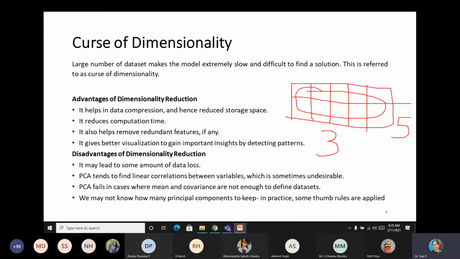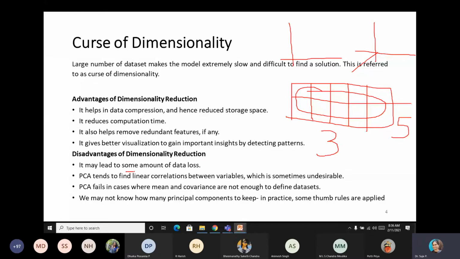And better visualization means, as I said, if you have 2 dimensions, it is easy to visualize, whereas if it is 3 dimensions, you will have one more axis, and in the feature space it will be represented in 3 dimensions. So rather than 3, it is better to represent in 2, which is easy for us to visualize. Likewise, when you have higher dimensions, it is easy to visualize in a lower dimension space. So these are the advantages, and of course there are some disadvantages also.